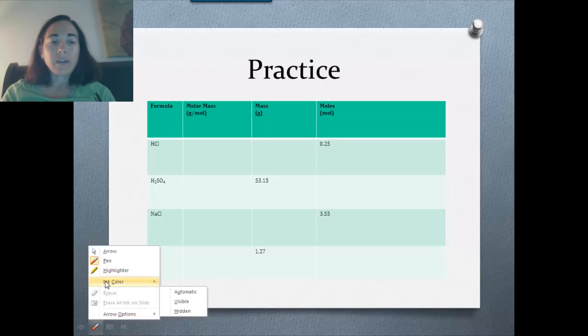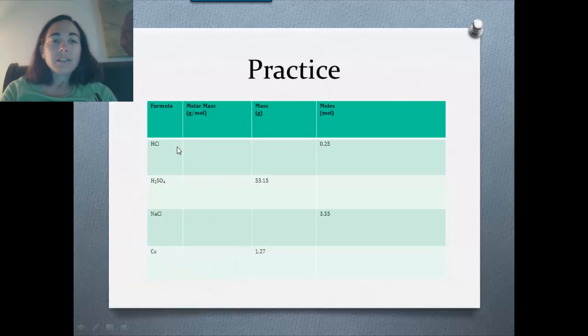So let me get my pen going here. If you look on your periodic table, HCl, remember, has one hydrogen that has a mass of 1 gram and one chlorine atom, which has a mass, if you round it to the nearest whole number, of 35 grams. So the molar mass of hydrochloric acid is going to be 36 grams per mole. That's going to be our conversion factor.